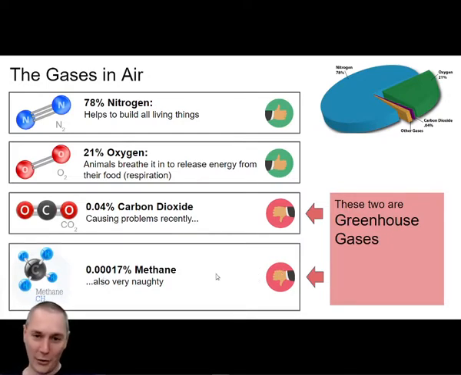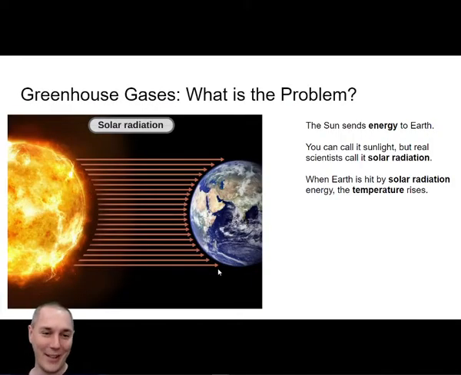So carbon dioxide and methane, why are they so bad? What is the problem with these two little gases here? Okay, so we need to talk about what warms up the planet and what cools down the planet before we can explain what's going on with these gases.